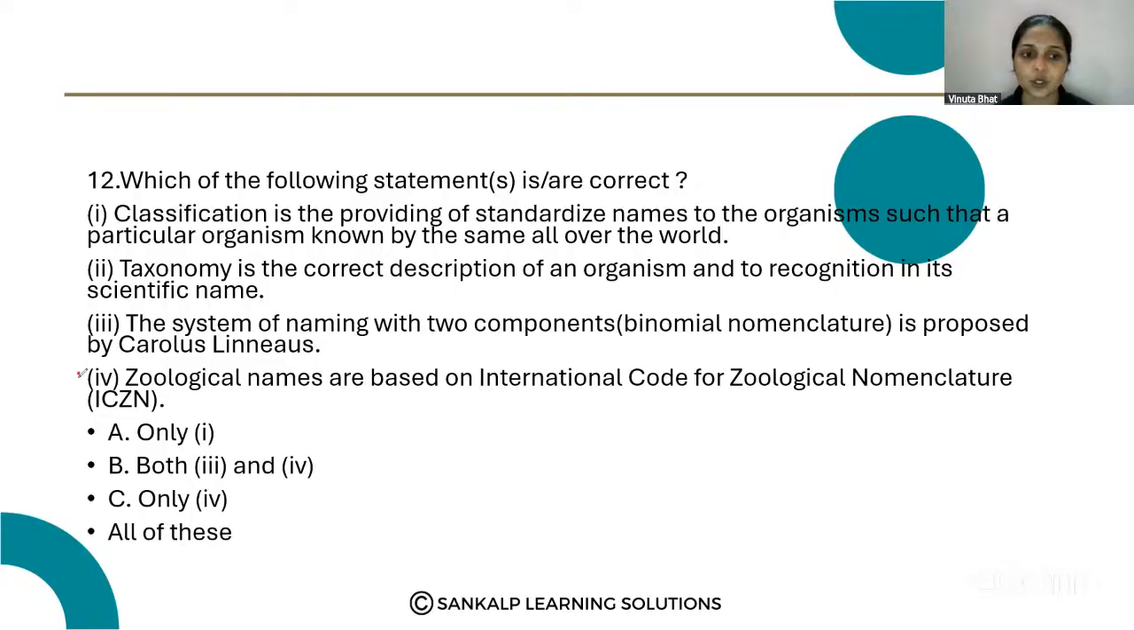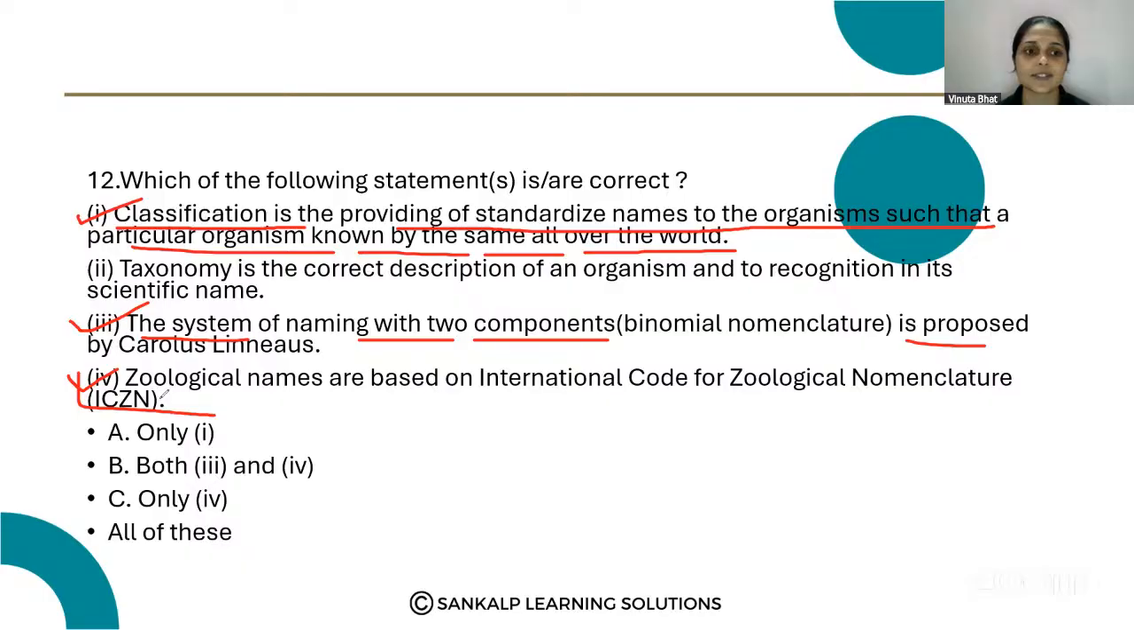Yes, zoological names are based on the International Code for Zoological Nomenclature. Yes, the fourth option is correct. And see the first one. Classification is the providing of standardized names to the organisms such that particular organisms are known by the same name all over the world. Yes, this definition is also correct. And the system of naming with two components is proposed by Carolus Linnaeus. Yes, so this sentence is also correct, right? So what is the correct option then? What is the correct answer?